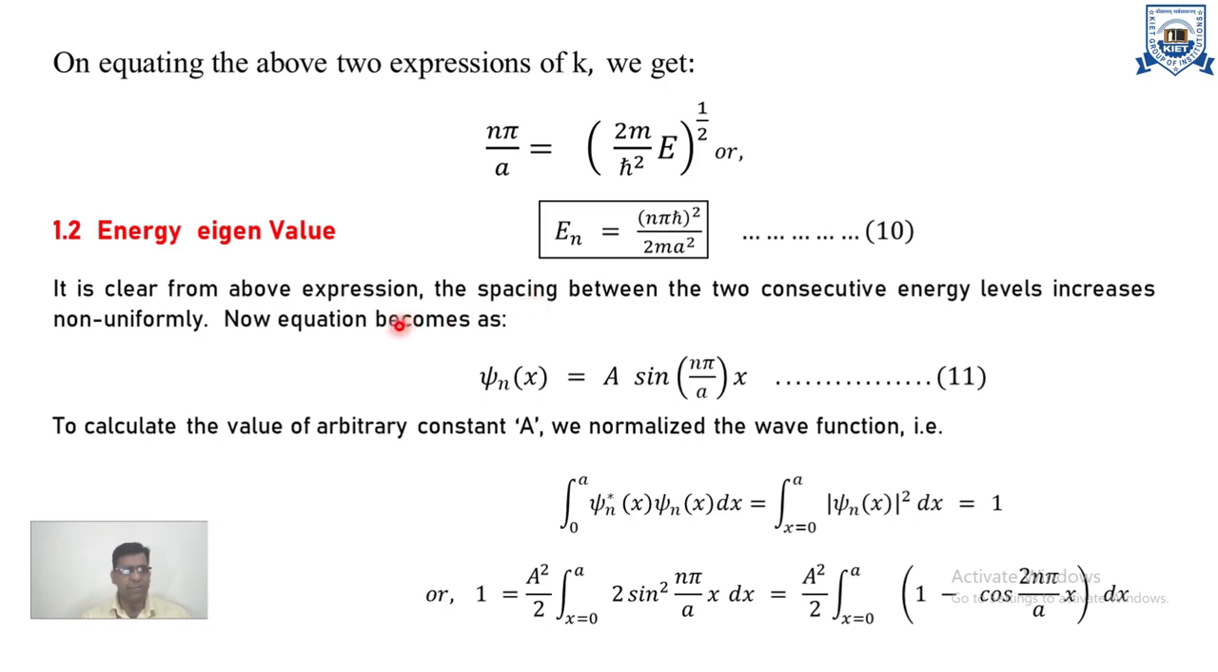From the above equation, it is clear that the spacing between two consecutive energy levels increases non-uniformly. Now the equation becomes psi n = A sin(n pi x / a).